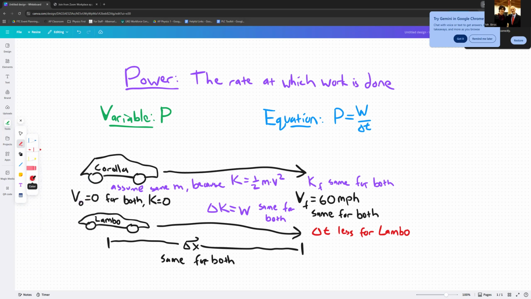Well, the units are joules per second. That's one way that you could describe them. And to be entirely honest with you, I'm blanking on the word for them.